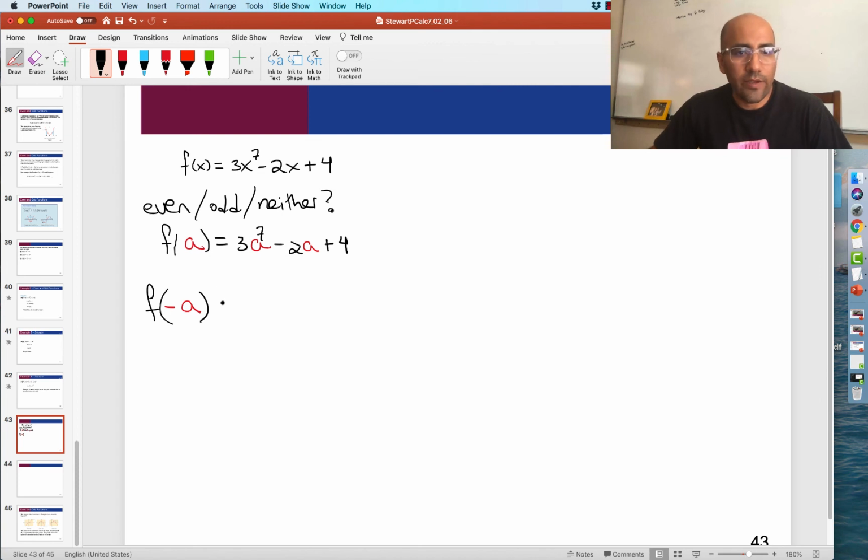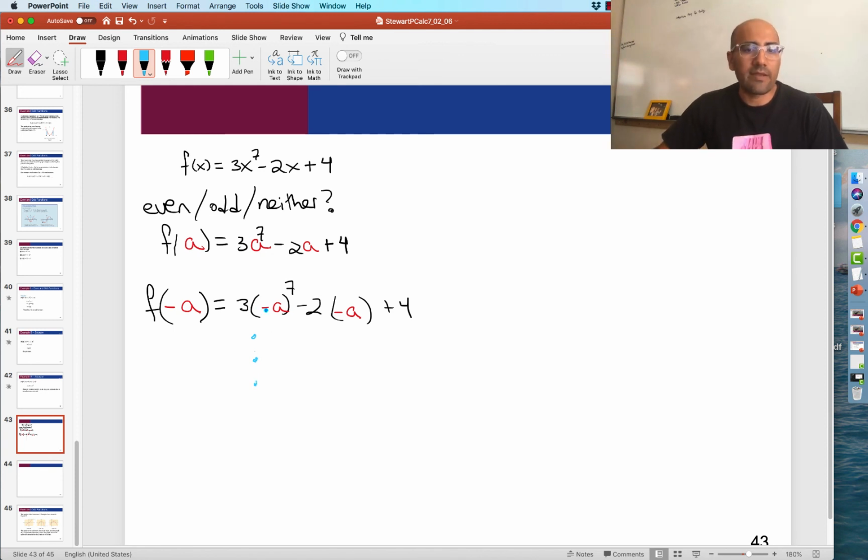Good. So you're going to come over here and say this is going to be 3 times blank to the power of 7, minus 2 times blank plus 4. And you replace all these values with negative a. And now your goal is to use algebra to simplify this. Remember that whenever we have a negative raised to an even power, that negative becomes positive, so we eliminate the negative. Whenever we have a negative raised to an odd power, we preserve that negative. So sometimes you'll cancel out the negative, sometimes you won't.